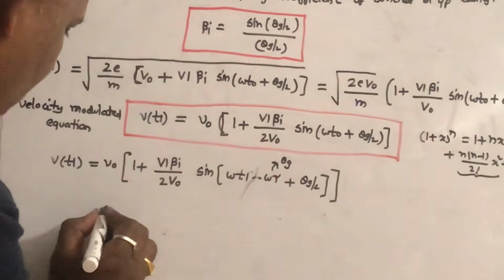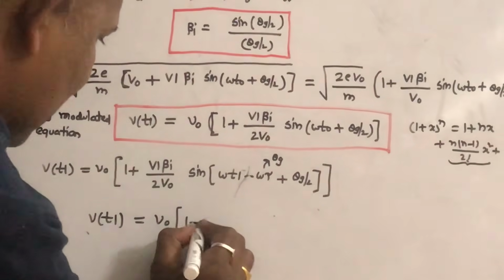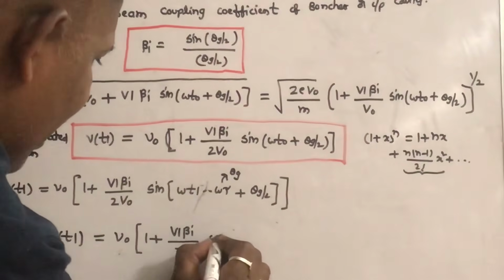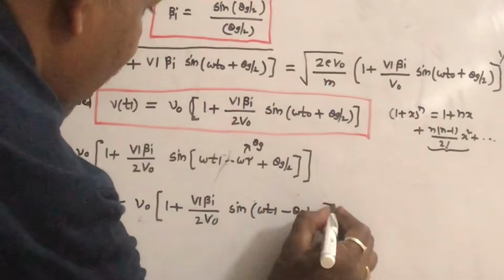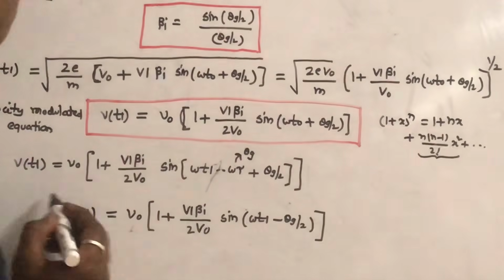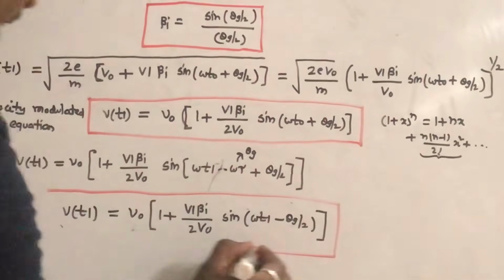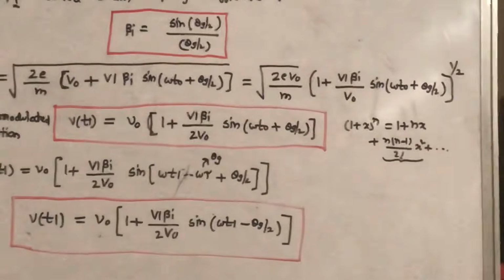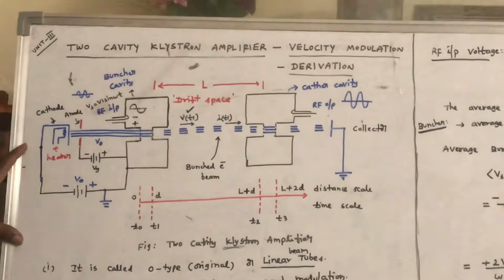So therefore, what is the velocity modulation equation? It is v0 into 1 plus V1 beta I by 2 V0 sine of omega t1 minus theta g by 2. So this is in terms of t1 time, and the earlier equation is in terms of t0. These are very important equations for the examination. You have to derive these two equations for velocity modulation. So this is all about the derivation of velocity modulation. Thank you.